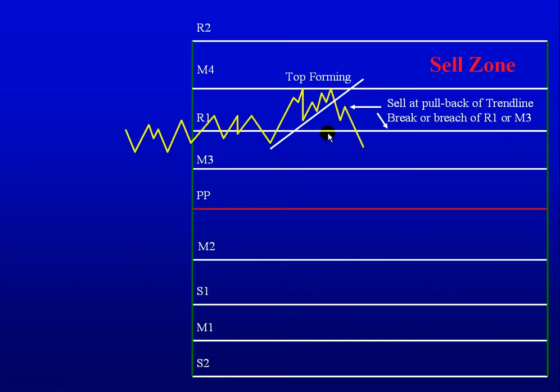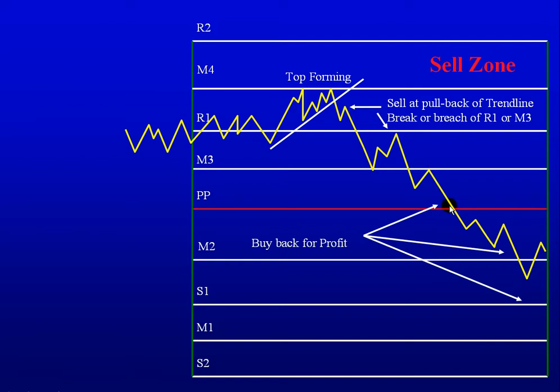Just reinforcing the sell zone. Price enters into the sell zone if we see a distinct top forming at a key level established by our pivots and other tools. We can wait for a trend line break or a retest, but be sure to take profit before the central pivot, M2 or S1.